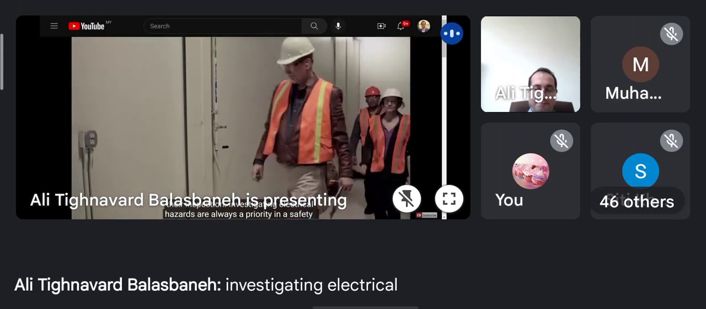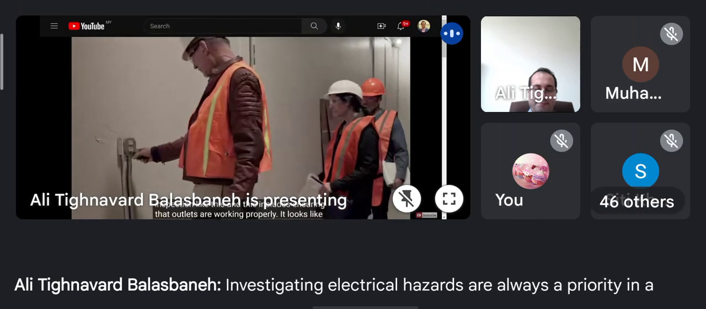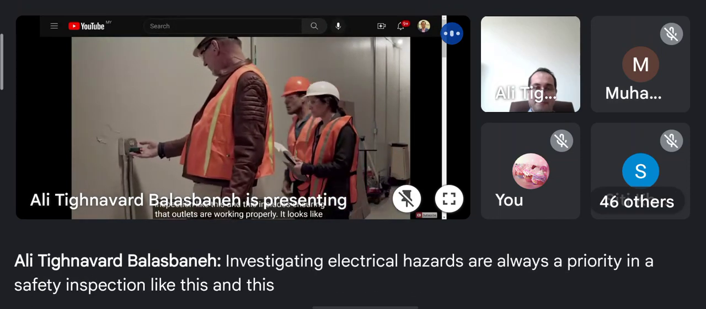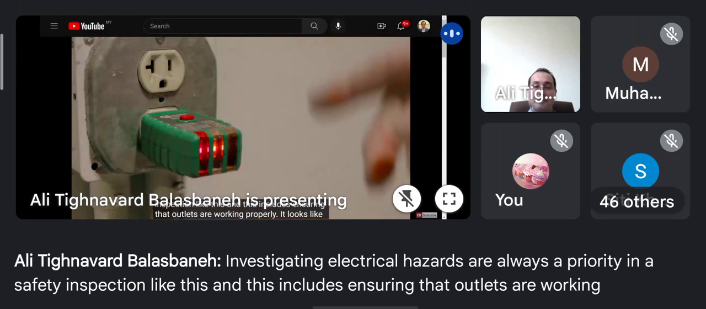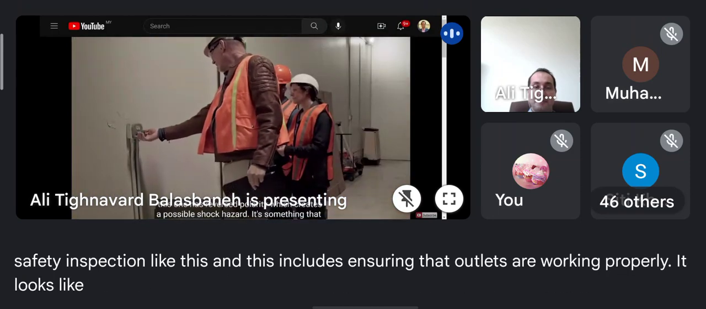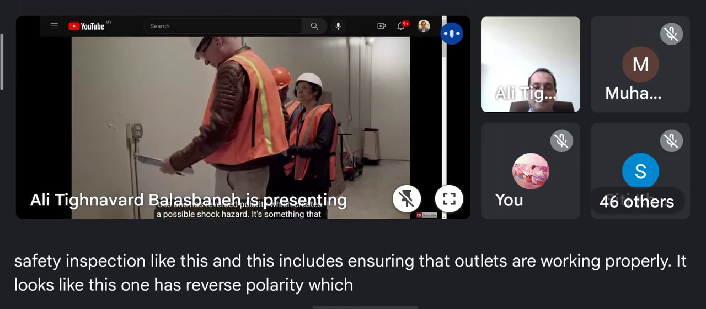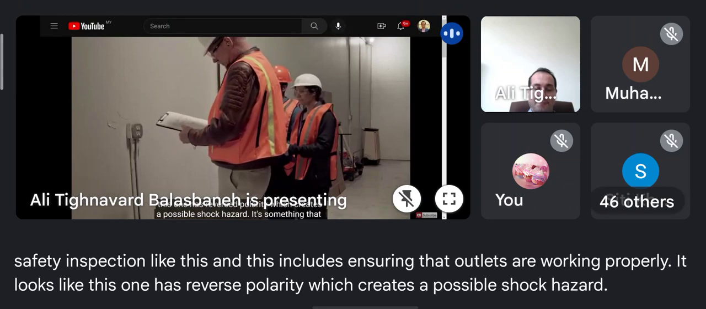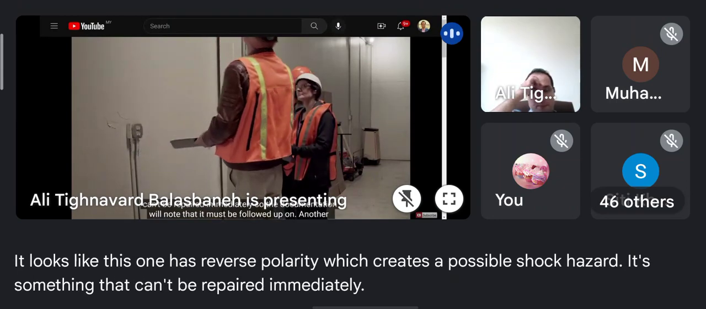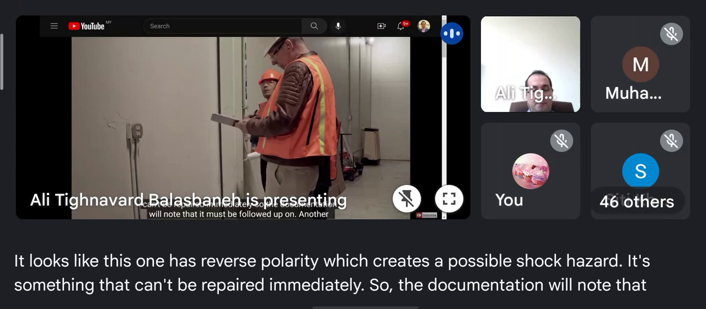Investigating electrical hazards is always a priority in a safety inspection like this, and this includes ensuring that outlets are working properly. It looks like this one has reversed polarity, which creates a possible shock hazard. It's something that can't be repaired immediately, so the documentation will note that it must be followed up on.